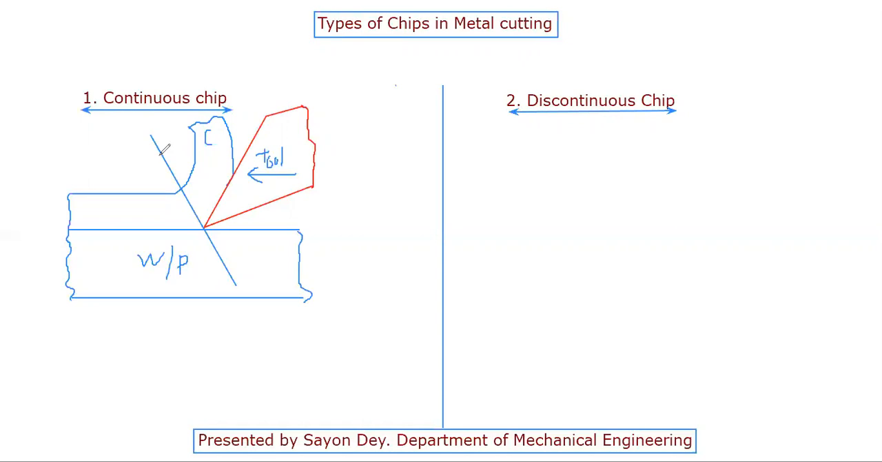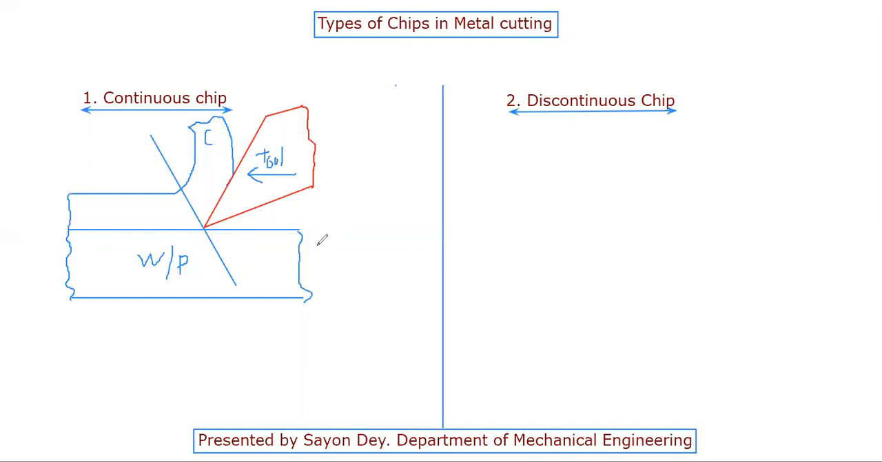So I am trying to say what are the favorable conditions for the formation of this continuous type of chips. The conditions are the material will be ductile and the speed, that means cutting speed, will be high, and the feed that we provide will be low, and also the depth of cut will be low. And there will be a high back rake angle. These are the favorable conditions to generate a continuous type of chip.